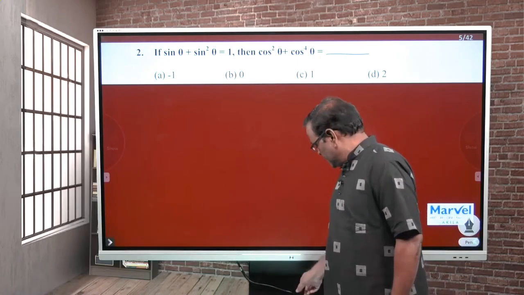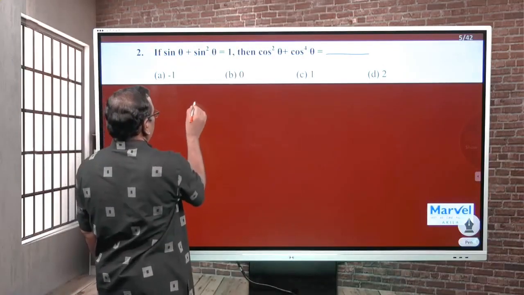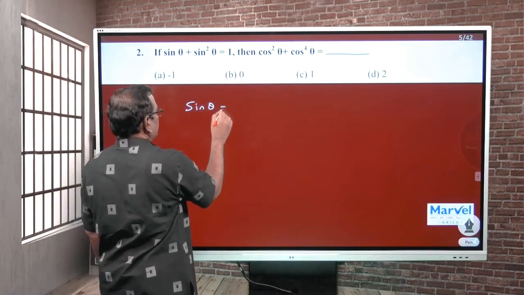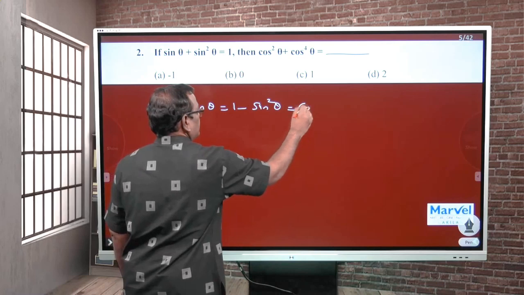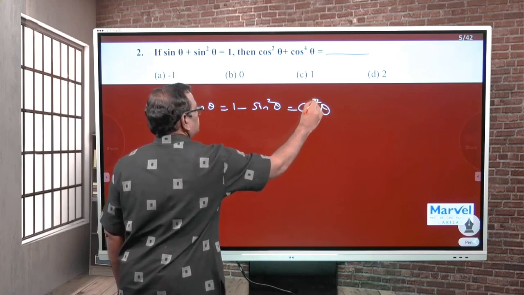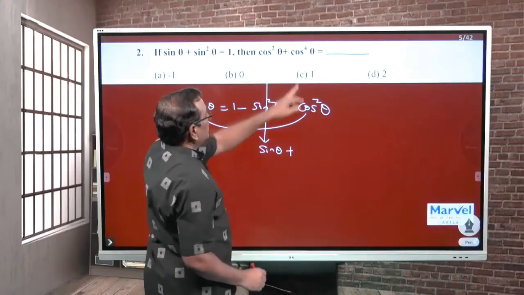Correct option is C. From the given condition, sin theta plus sin square theta equal to 1. So, sin theta equal to 1 minus sin square theta, that is equal to cos square theta. Substitute this condition here, where cos square theta equal to sin theta. If you substitute here cos square theta equal to sin theta, plus cos power 4 theta.